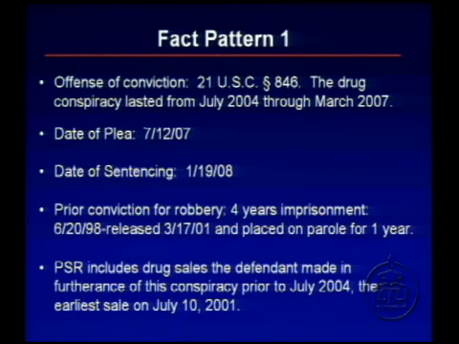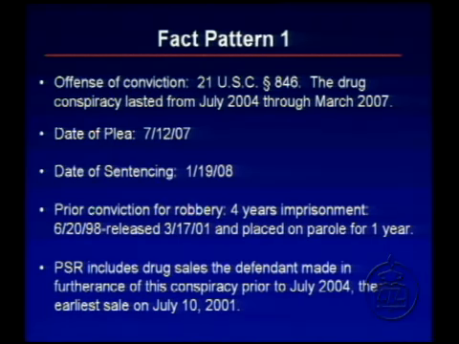We have a defendant here whose offense of conviction is 21 U.S.C. 846. It's a drug conspiracy offense. This particular drug conspiracy lasted from July 2004 through March 2007. As you can see, the defendant entered his plea in July of 2007 and went to sentencing in January of 2008. Now, the defendant has a prior conviction for robbery for which the defendant was sentenced to 4 years of imprisonment at the state level in June of 1998. Now, the defendant was released on that robbery conviction in March of 2001 and placed on parole for a year.